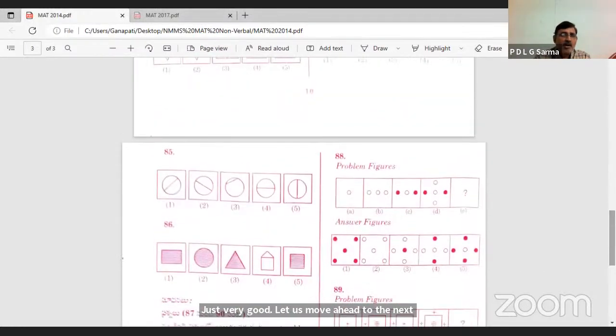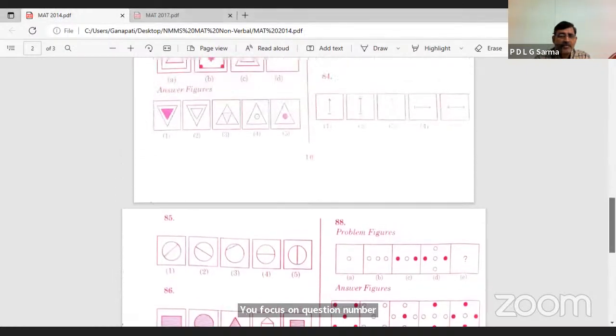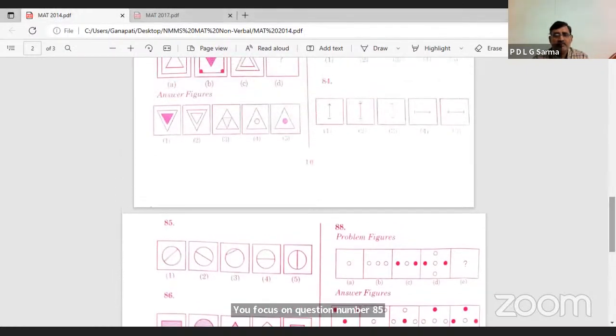Now you focus on question number 85. Again, reason. Every time I'm asking you the same. What is the reason for that? Undoubtedly 3 is the correct answer. Most of you identified it rightly. Chaitra, Nagalakshmi, everyone is doing correct. But what I want is, why? Reason.